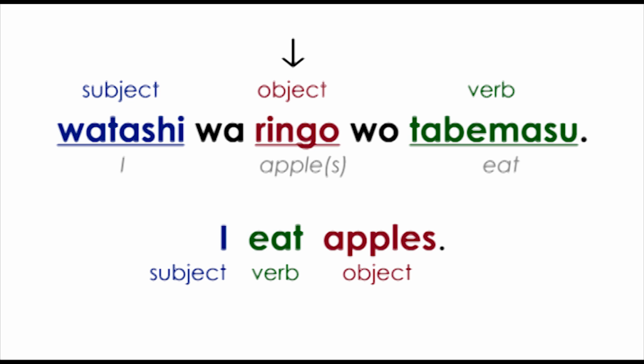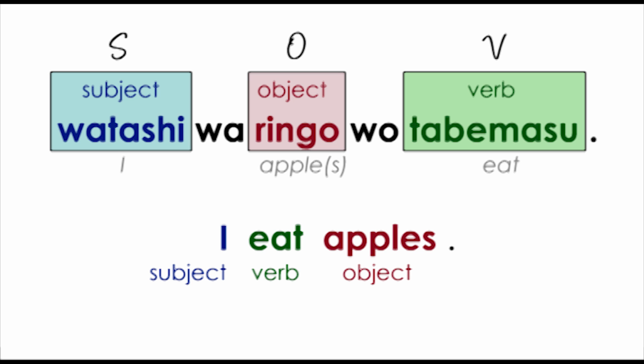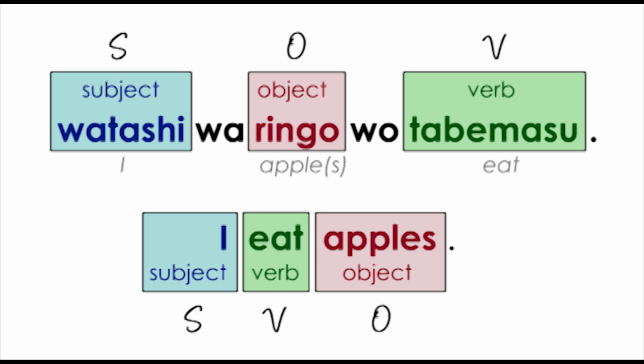Ringo means apple or apples, and is the object of our sentence since it receives the action of the verb, that action being the word tabemasu, which means eat. We see that the word order for the Japanese sentence is subject, object, verb, while our English sentence word order is subject, verb, object. Let's take a look at another example so that you become more familiar with this structure.